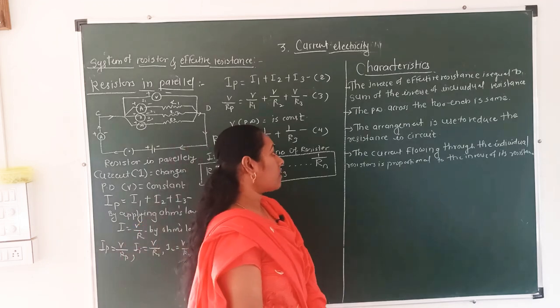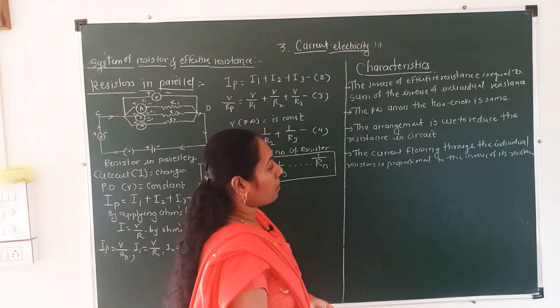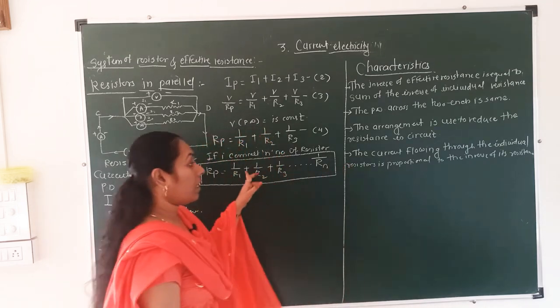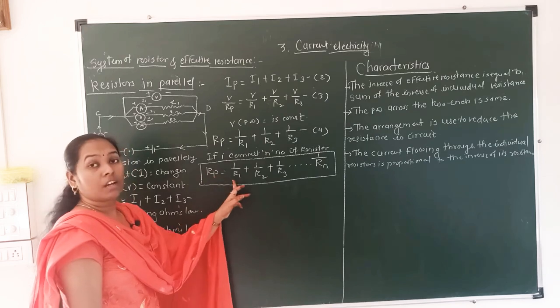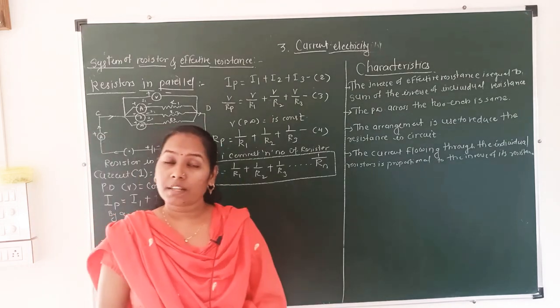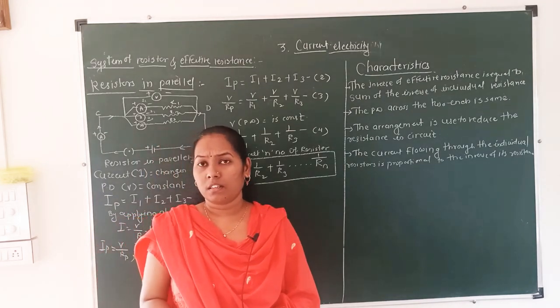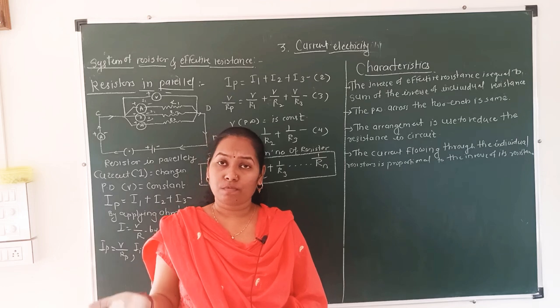And the last characteristic is that the current flowing through the individual resistor is proportional to the inverse of the resistance, as shown with the help of this equation. Now the next point in your book is the last point from this chapter.